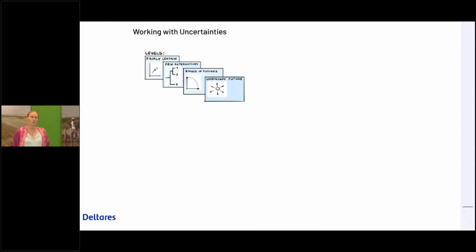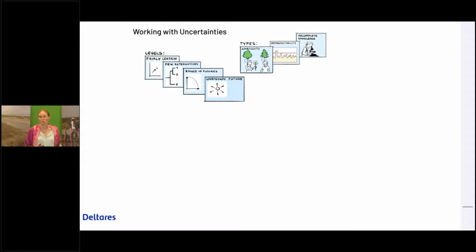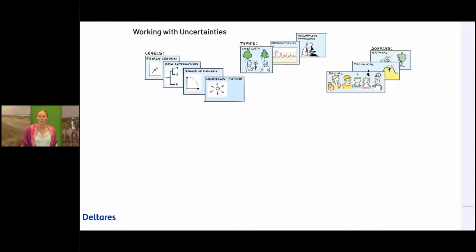Now, we have to understand that there are different levels of uncertainty. You can be fairly certain, there might be a few alternatives, there might be a range of futures that you're working with, or the future might be completely unknown. This is also called deep uncertainty. But next to these levels, there are also types. You have ambiguity, when people have different belief systems. It might be unpredictable, we really don't know what an extreme event might look like. It might be incomplete knowledge, just because we don't know these aspects of a solution yet.